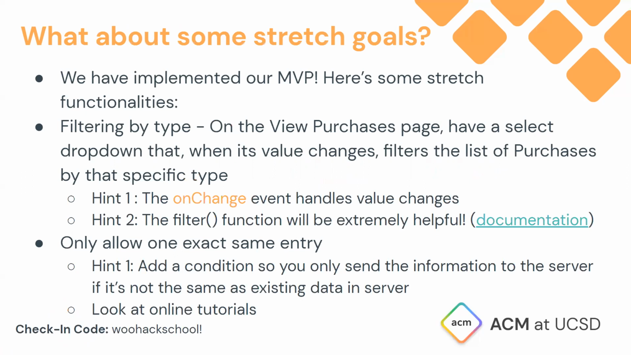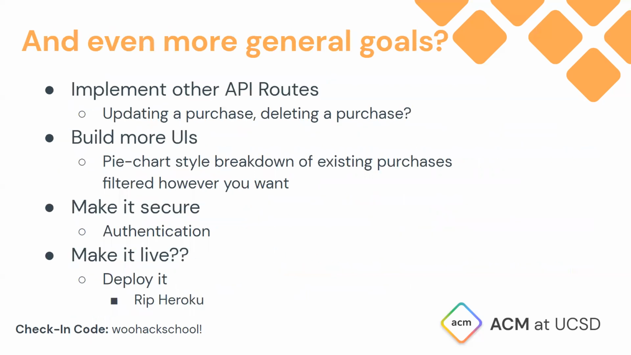Basically, this is the minimum functionality that we want, right? But there's a couple of improvements that you can make. So for example, if you want to filter by the type of purchase, like cash purchases, crypto purchases, whatever, you can look into implementing that. You can look into preventing duplicate entries. So if something already exists in your database, you don't want to re-enter that. You can look into doing that.